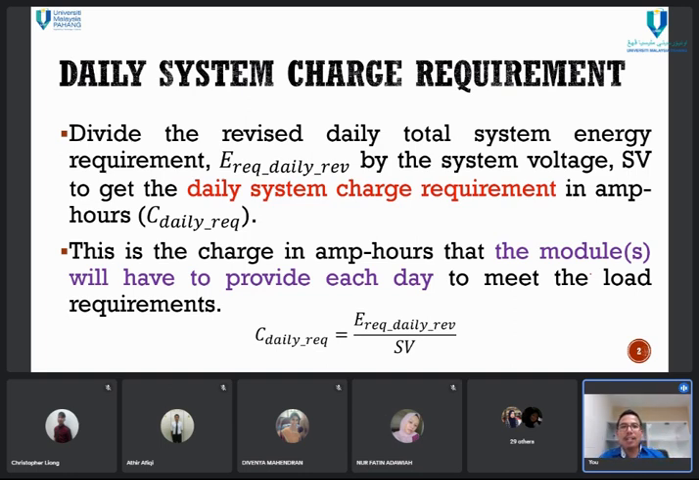Alright. Daily system charge requirement. Okay. Divide the revised daily total system energy requirement by the system voltage. Okay, we know already the system voltage. Next is to calculate the daily system charge requirement in Ah.